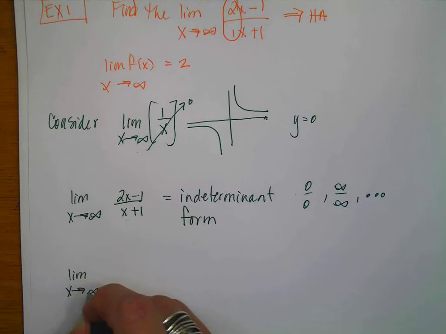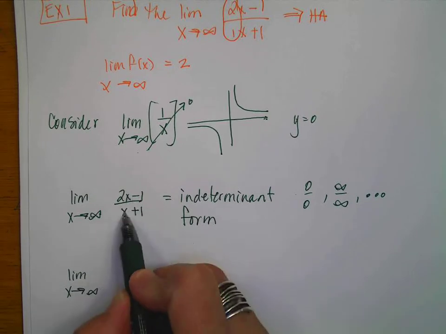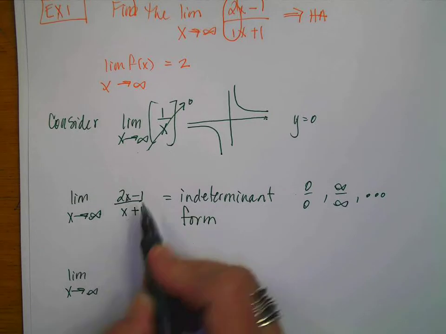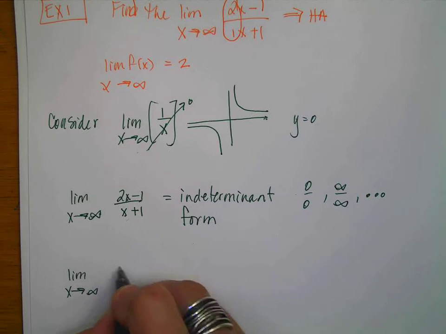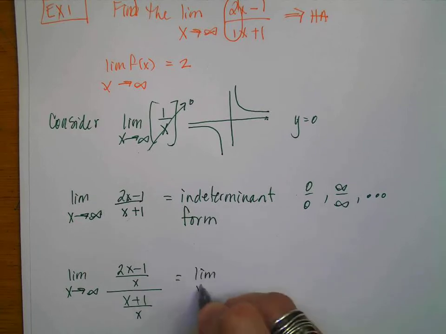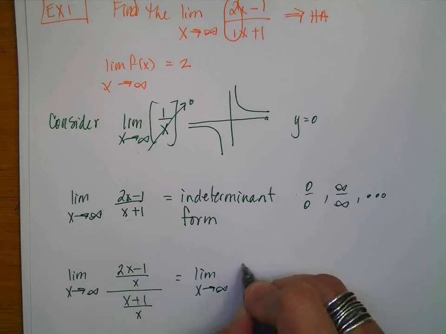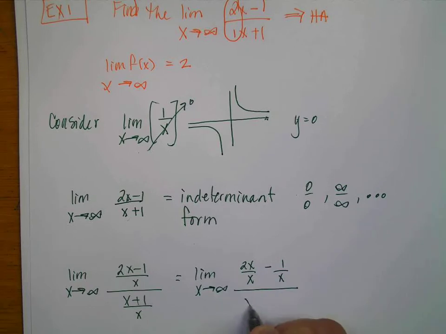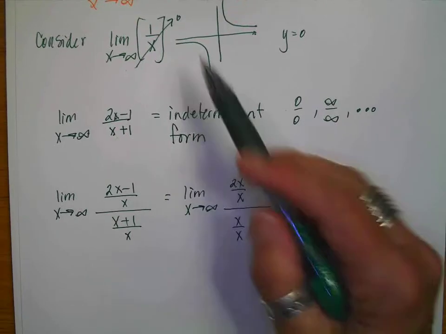So if I have the limit as x approaches infinity, I'm going to divide each term by the highest degree term. And in this case, the highest degree is x. So I would have 2x minus 1 over x, and then I would have x plus 1 over x. So then I'm going to split this up, the limit as x approaches infinity, and I would have 2x over x minus 1 over x over x plus 1 over x. And so all I did is split each term up.